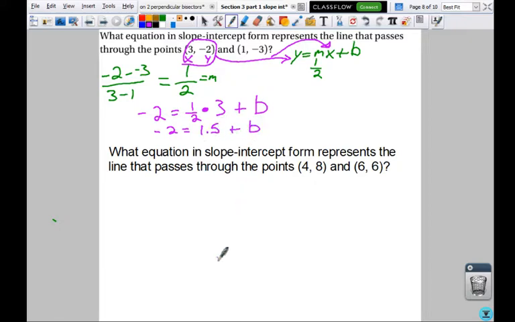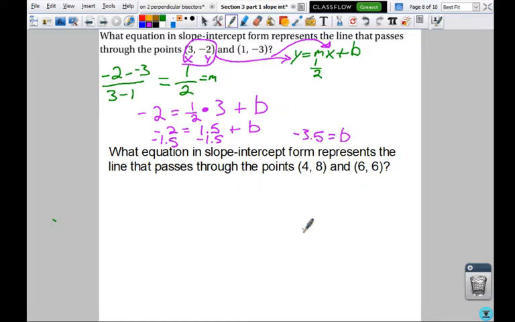Adelia, what am I doing next? We're minusing 1.5. There you go. Putting it on the other side. We're going to minus 1.5 on both sides. And I'm going to get -3.5 equals b.